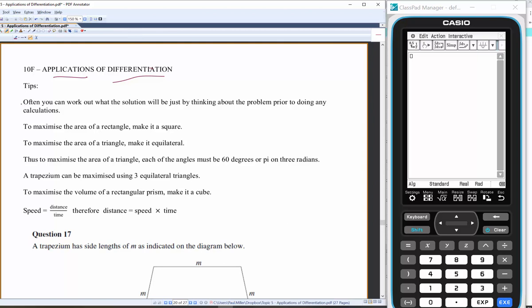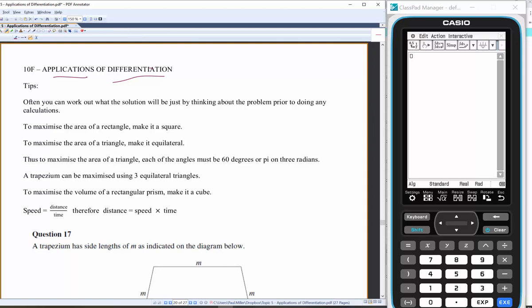This is actually Mr. Tench's advice here. Often you can work out what the solution will be just by thinking about the problem prior to doing any calculations. To maximize the area of a rectangle, it's going to be a square. Okay, so the maximum area of a rectangle is that it will be a square. Maximum area of a triangle, it's got to be an equilateral triangle to maximize the area.